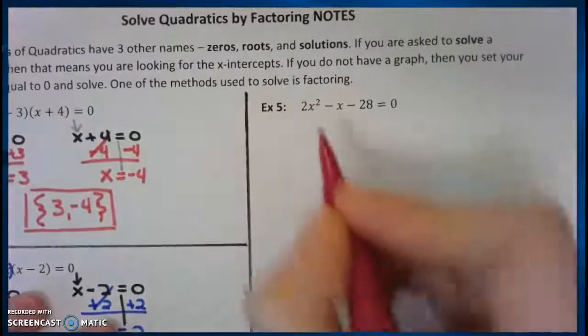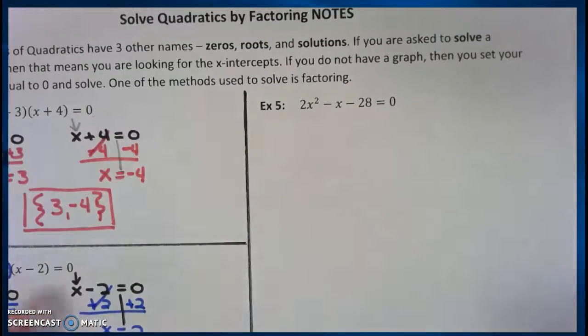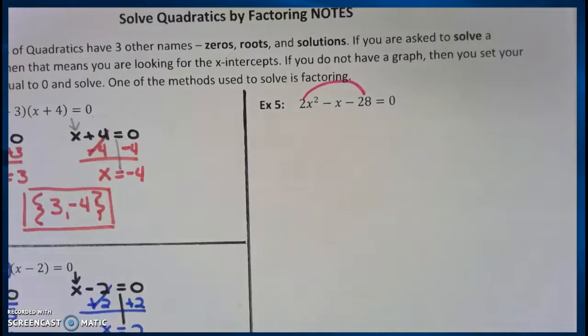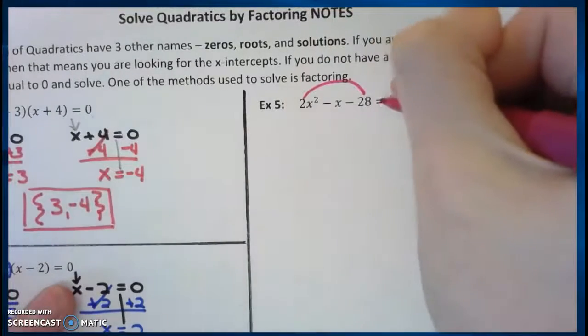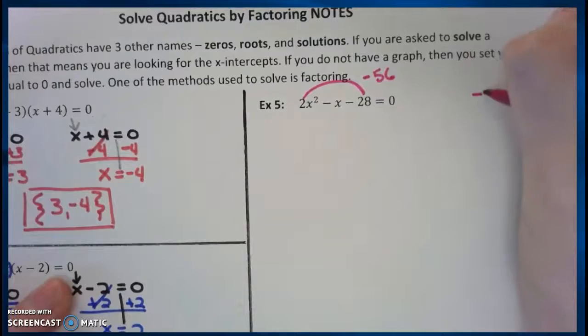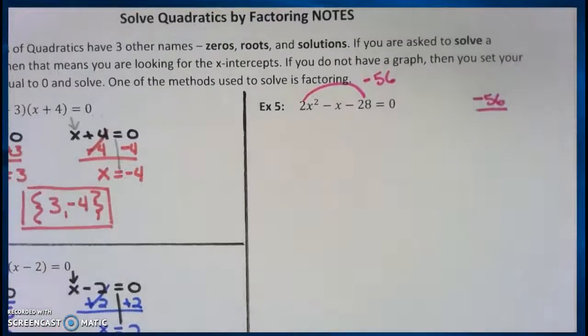Okay, so when you've got 3 terms with a leading coefficient, the first thing you are actually going to have to do is multiply your first and last numbers together. So 2 and negative 28 give us negative 56. And I would come over here and find the factors of a negative 56.